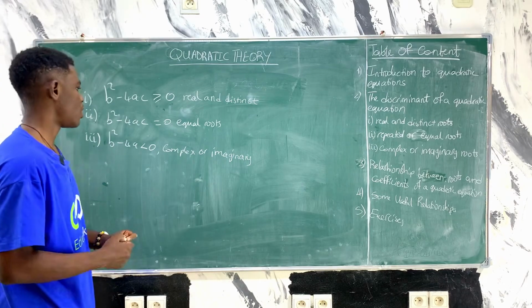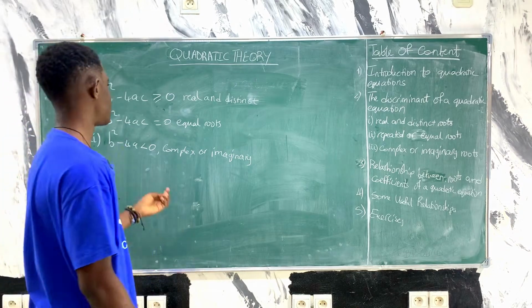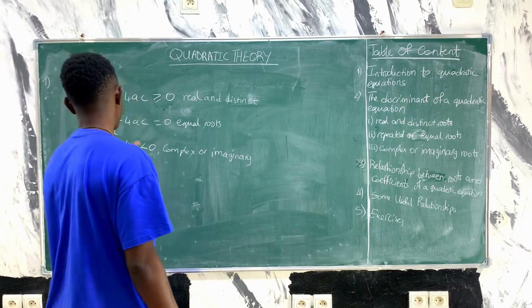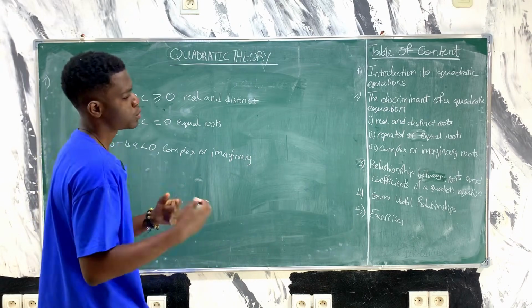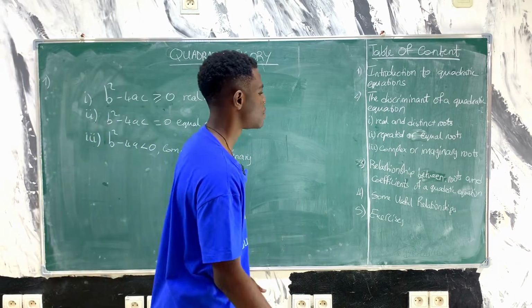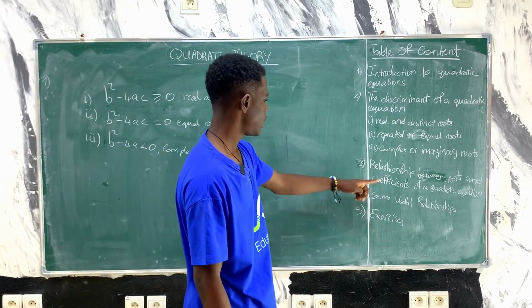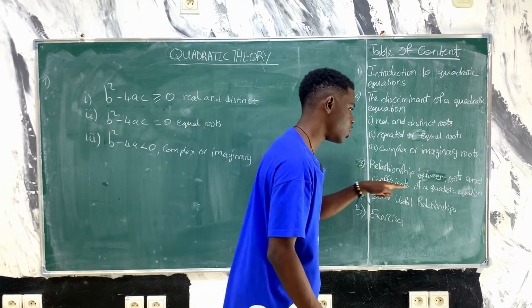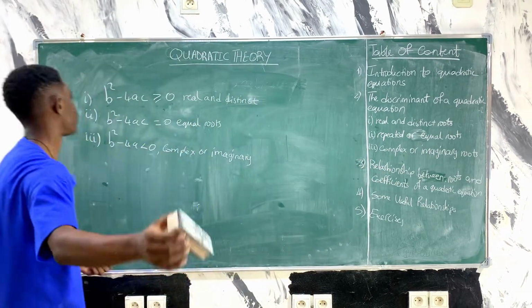So you have to master this. You have to know it in your head because I don't think it's in the formula booklet. Maybe you might have this formula somewhere, but they will not tell you which one is real, distinct, complex, repeated. So what is the relationship between the roots and the coefficient of an equation?